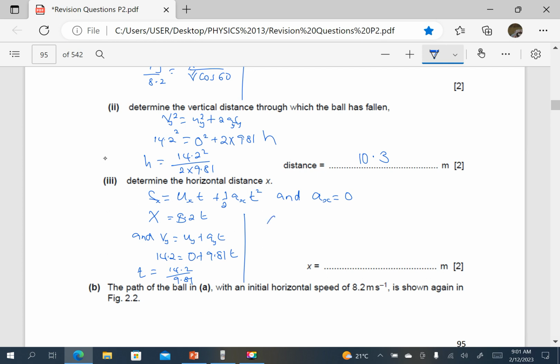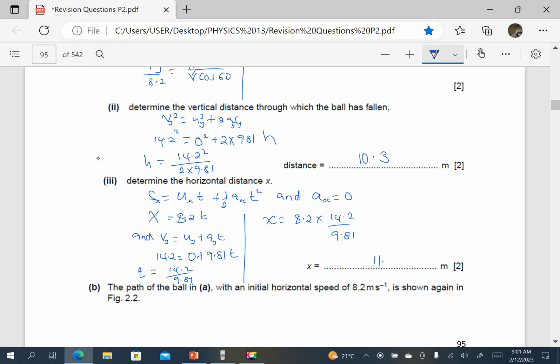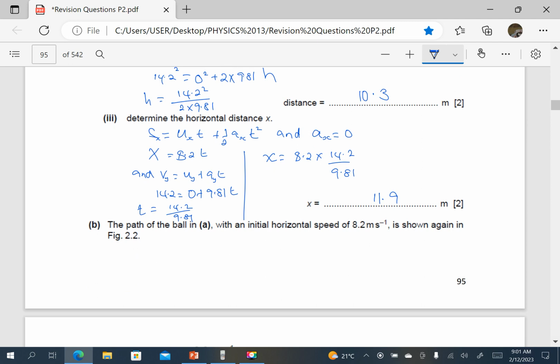Now I will find x as 8.2 times 14.2 divided by 9.81. That gives us 11.87, or 11.9. So the horizontal distance x is 11.9 meters. The path of the ball in A with an initial horizontal speed 8.2 is shown again here.